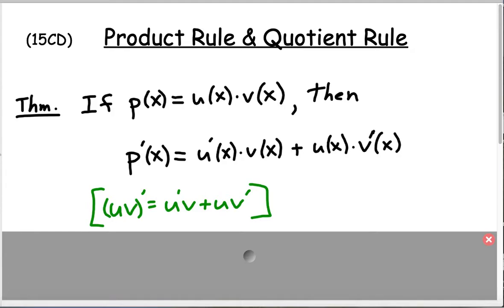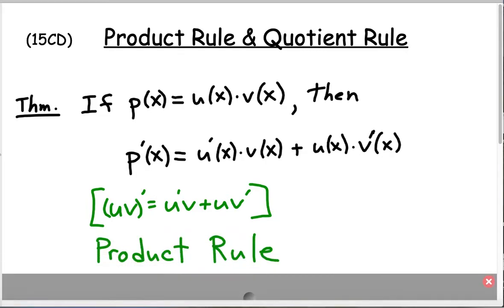So in other words, when you have the product of two functions and you want the derivative, you're going to take the derivative of the first one times the second plus the first function times the derivative of the second. This is referred to as the product rule. So let's look at a couple examples with this, and then we'll get into the quotient rule.